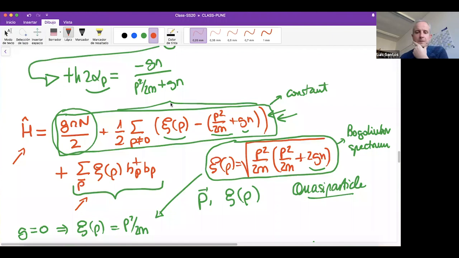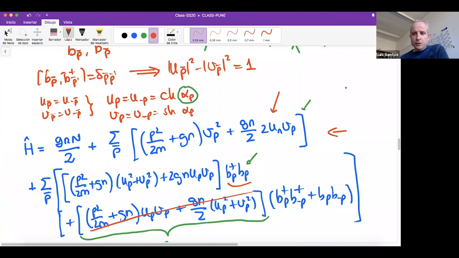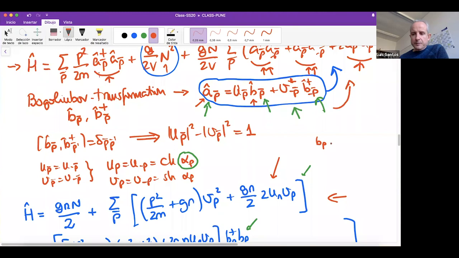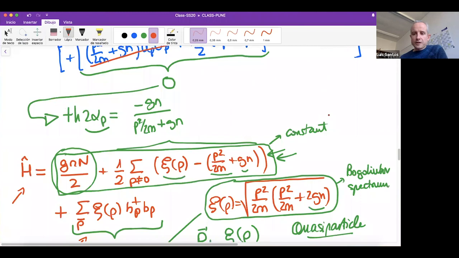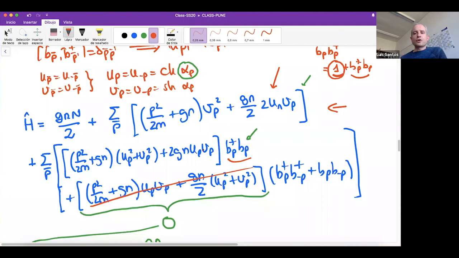And this term here comes from the fact that when you introduce this into this here, you will get terms of the form b_p, b_p dagger, which of course gives you something like one plus b_p dagger b_p, due to the commutation rules. This part here will give you eventually these terms. But these ones that you have here, due to the commutation rules, will build up to these constants that you have here. It comes directly from the quantum character of the problem.